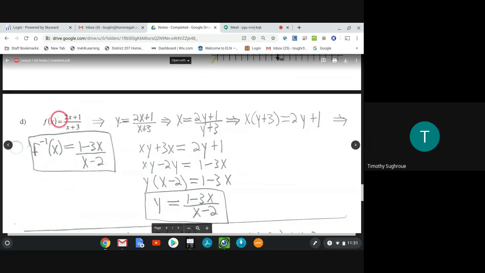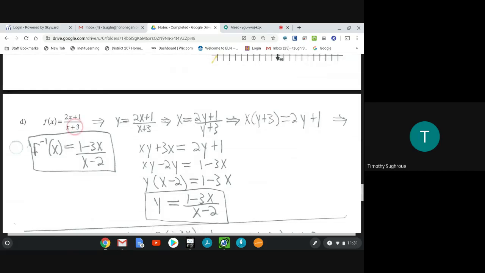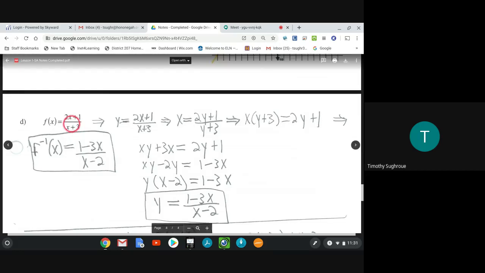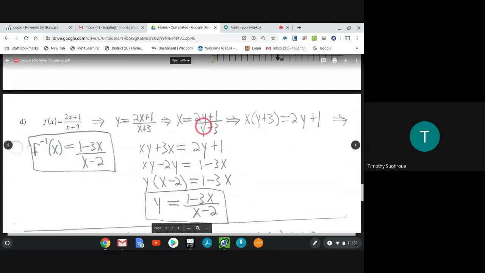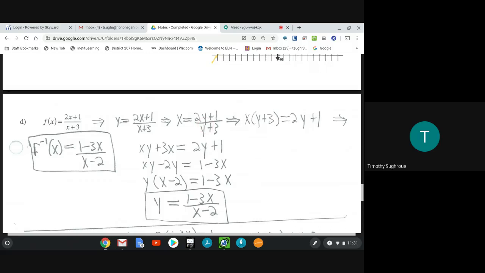That means in our inverse, those two should switch. So if my horizontal asymptote is y equals 2 for the original function, the vertical asymptote should be x equals 2. If my vertical asymptote in the original function is x equals negative 3, my horizontal asymptote in the inverse function should be y equals negative 3, because x and y are just switching. That's what we're doing right here. We rewrite the function using x and y, and we switch x and y. As soon as we do this, x and y have just switched responsibilities.